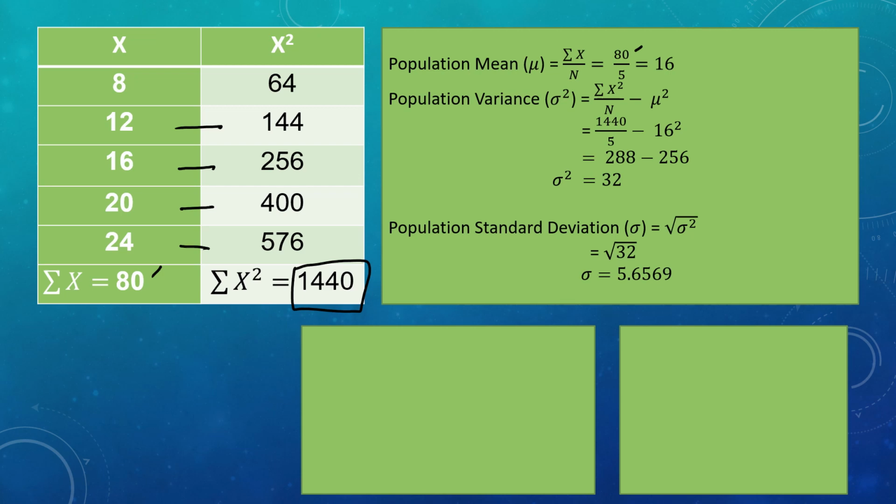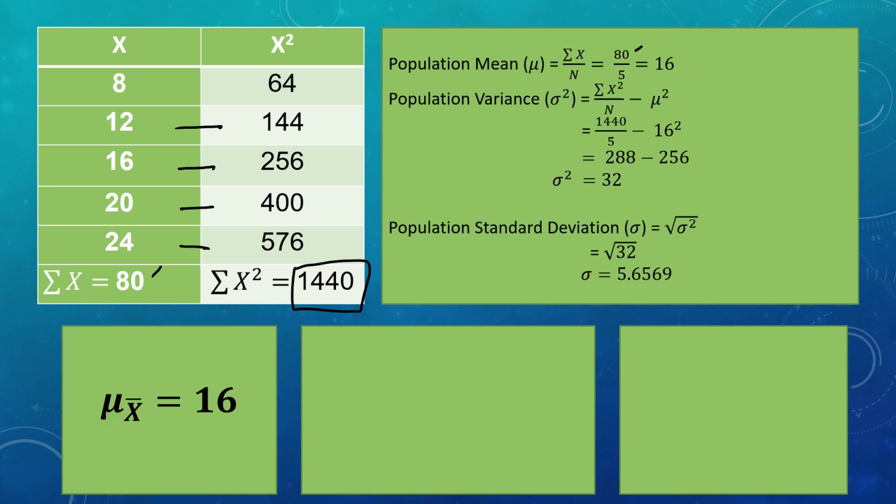It's now time for us to find the mean of the sampling distribution of the sample mean. By Central Limit Theorem, again, we will just simply copy the value of the population mean. Our value of population mean is 16. Therefore, our mean of the sampling distribution of the sample mean is equal to 16.